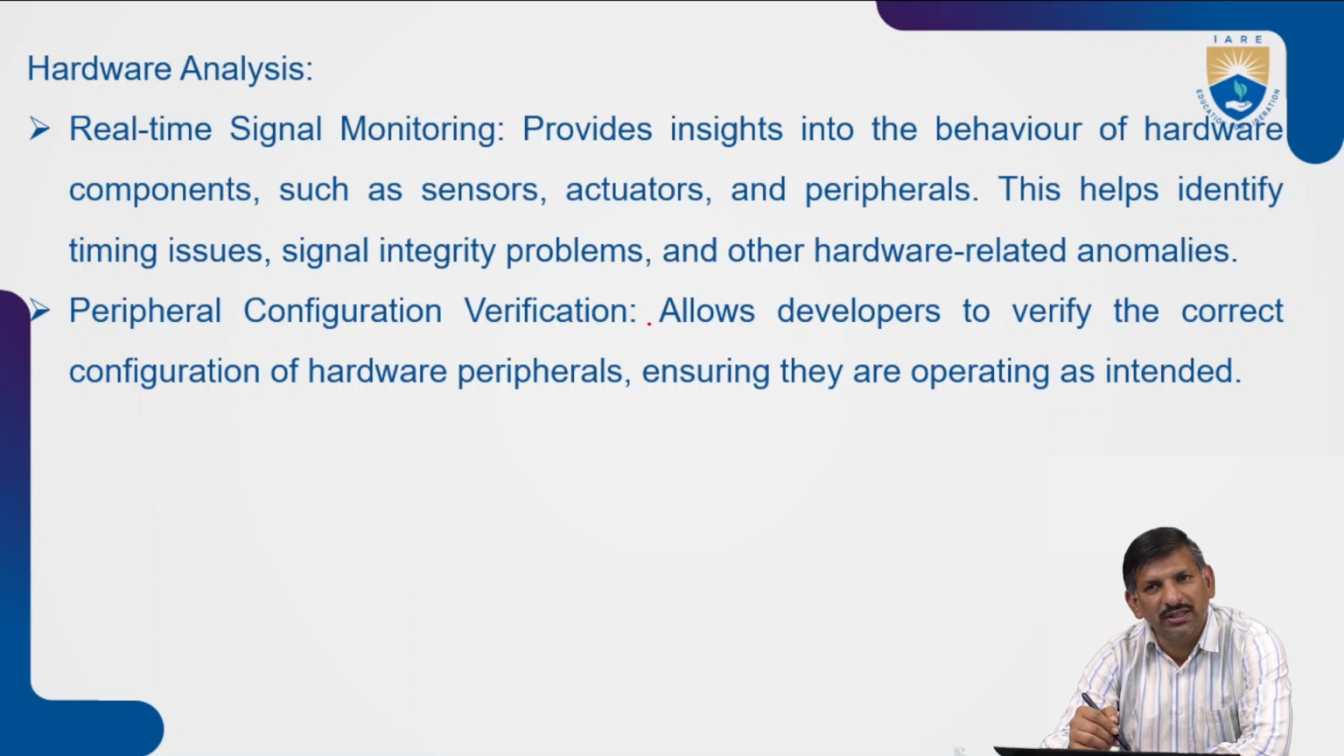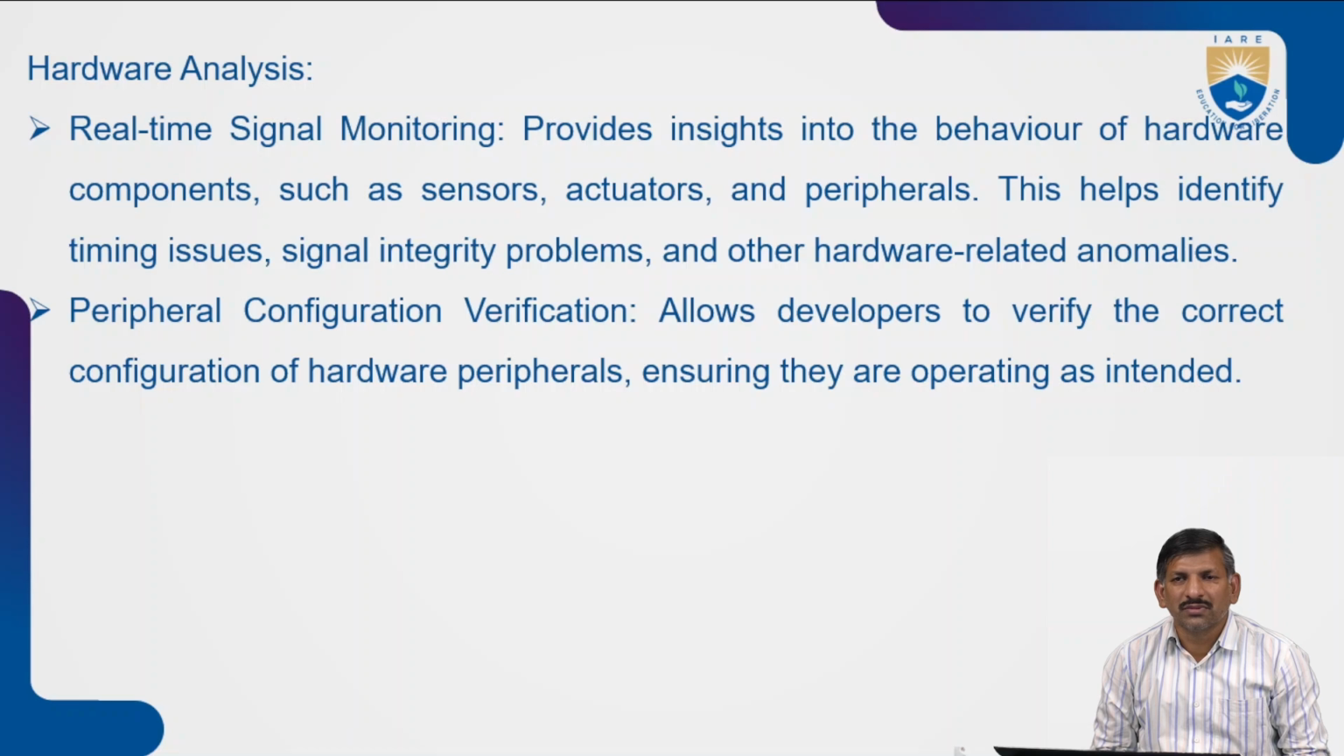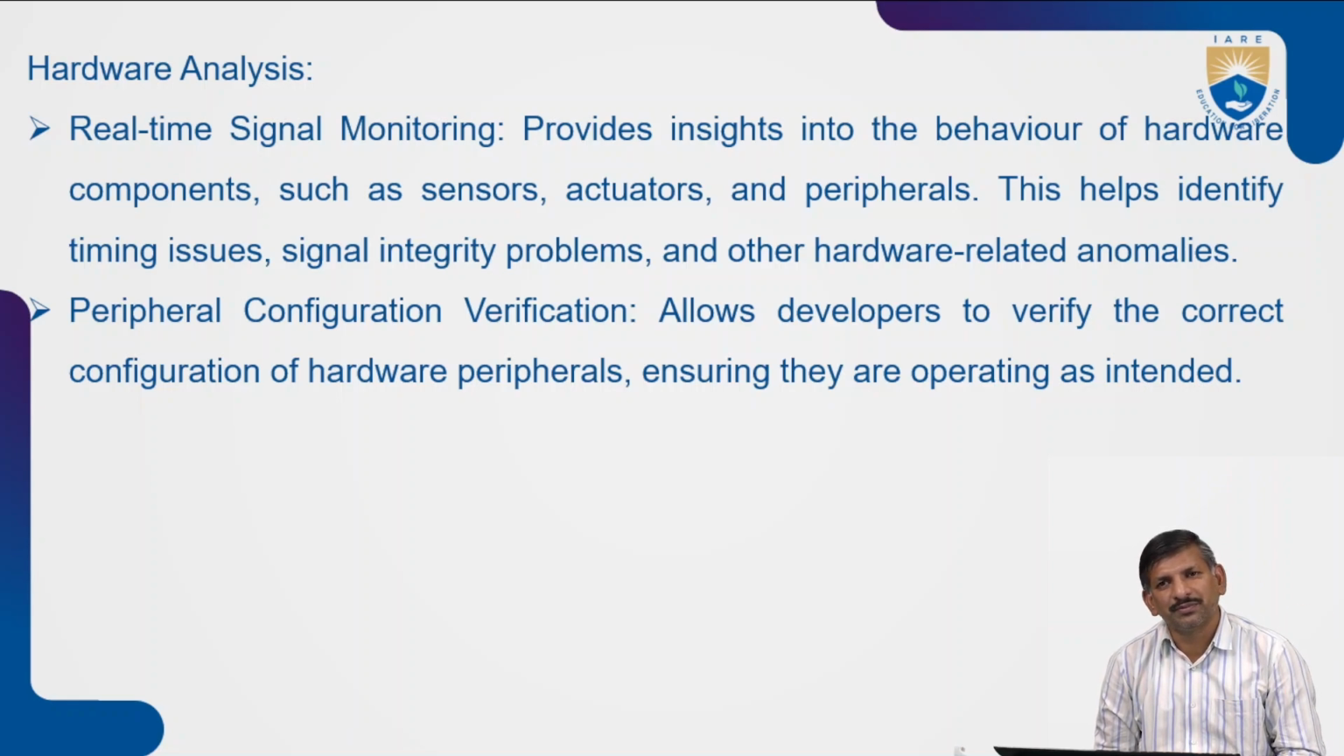Here, peripheral configuration needs to be verified. It allows developers to verify the correct configuration of hardware peripherals, ensuring they are operating as intended. So, am I getting the desired response or not? If not, I modify the configuration. Suppose I want to complete the task within 5 seconds, but it is not completing in 5 seconds, then I change the 8051 or ARM processing element to a particular model number. The task is not completed within the time.